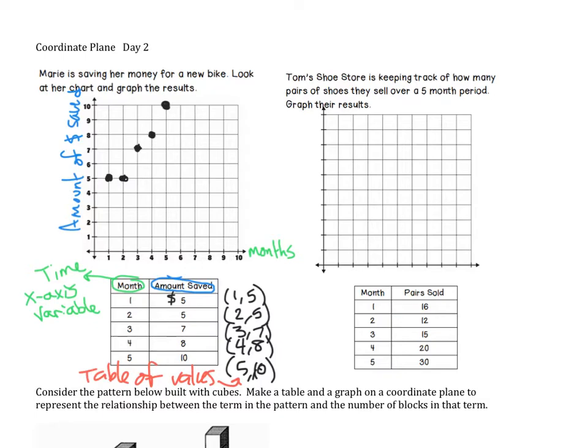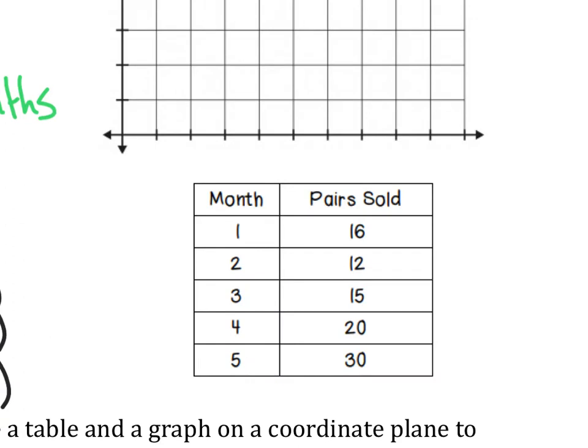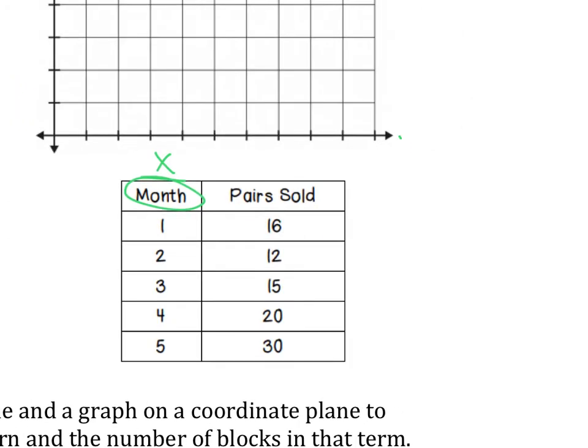So let's go ahead and start by labeling our axes. We have months and pairs of shoes sold. So remember, months is time. This is going to be our x-axis. So our x-axis is going to represent months.